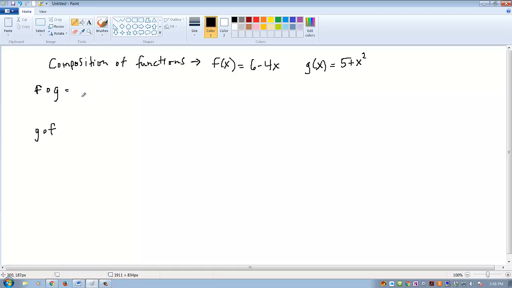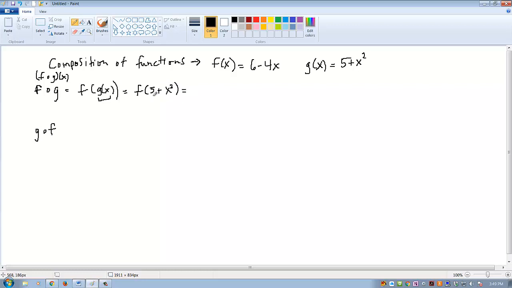F of g, it was in the last video where we had f of g of x. But in the last video, x was actually filled in. In this case, it's f of g of x, so there's no number here. So when I have that, I'm going to put g of x in, which is this value right here. That's g of x for the x value. So that's going to be 5 plus x squared.